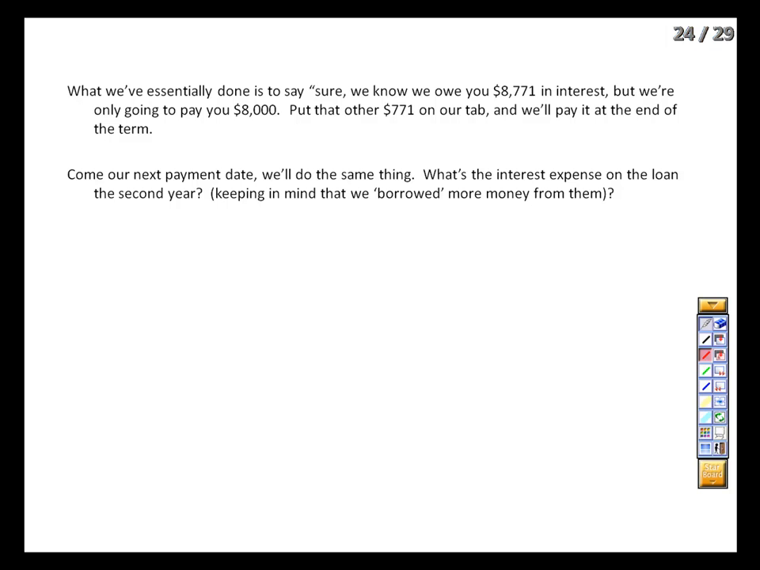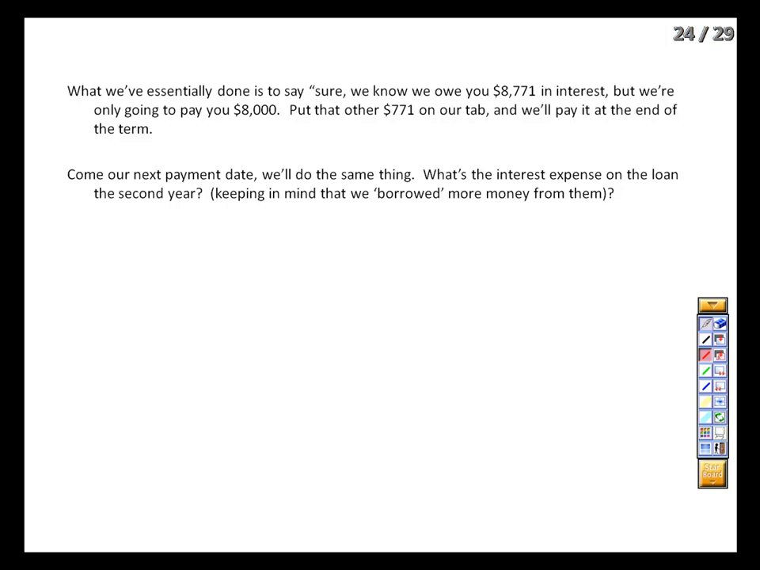Okay, that's cool. We'll just take that $771 you didn't pay us and stick it on your tab. Thus, the liability has increased by $771. It's been stuck on our tab. When will this $771 be paid? On the back end of the note, when we give them $100,000 in cash, despite only receiving $87,000 from them at inception.